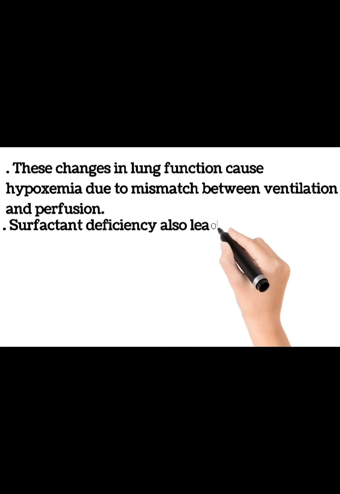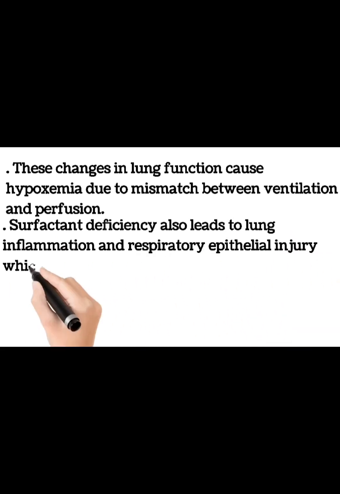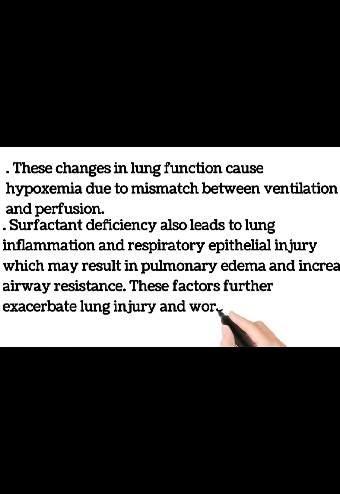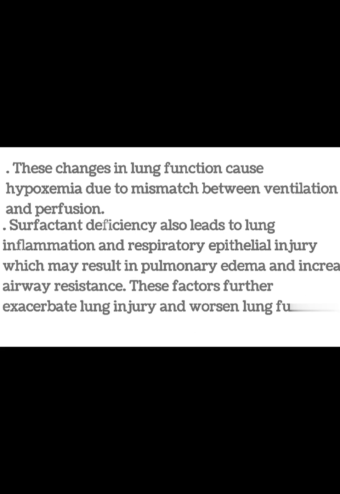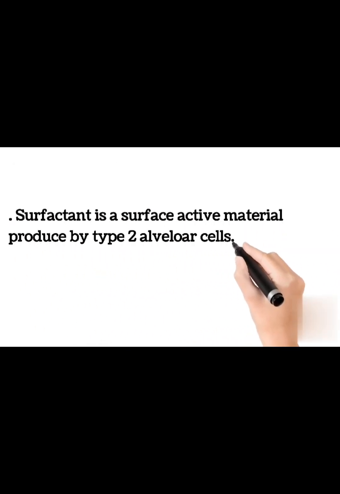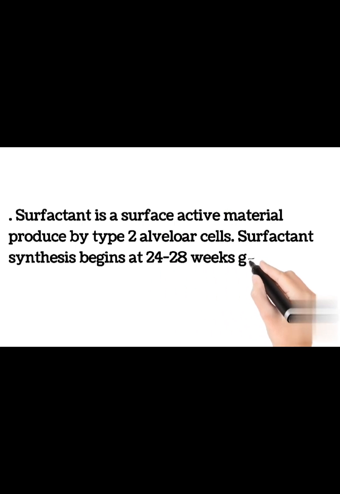Surfactant deficiency also leads to lung inflammation and respiratory epithelial injury, which may lead to pulmonary edema and increased airway resistance. These factors further exacerbate lung injury and worsen lung function. Surfactant is a surface active material produced by type 2 alveolar cells. Surfactant synthesis begins at 24 to 28 weeks of gestation.